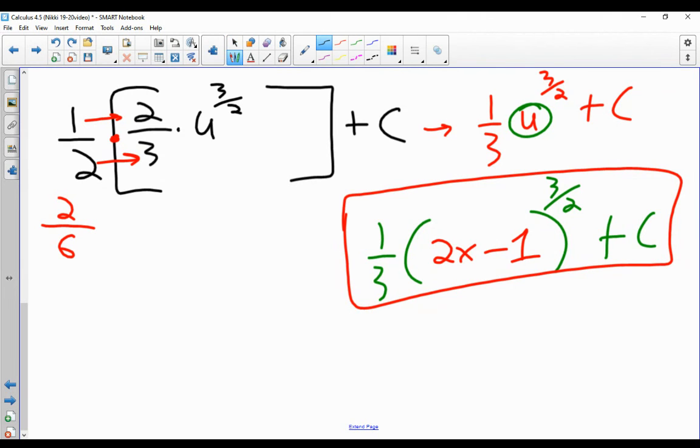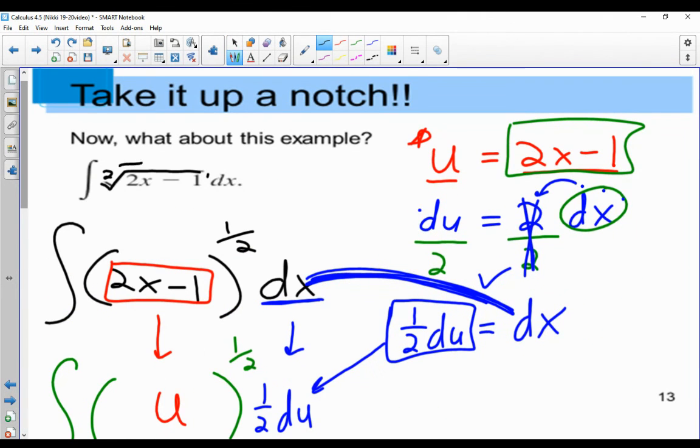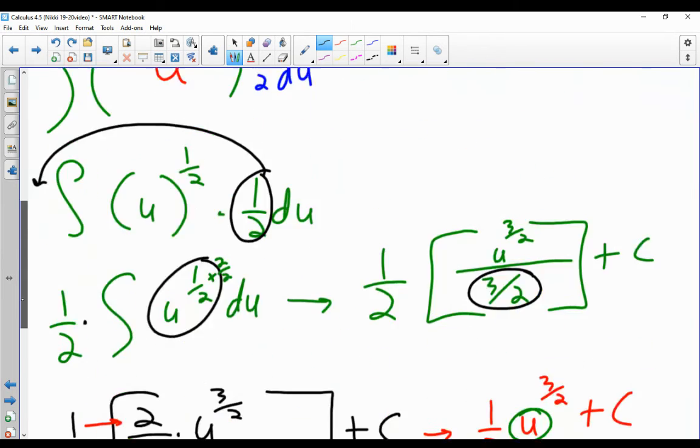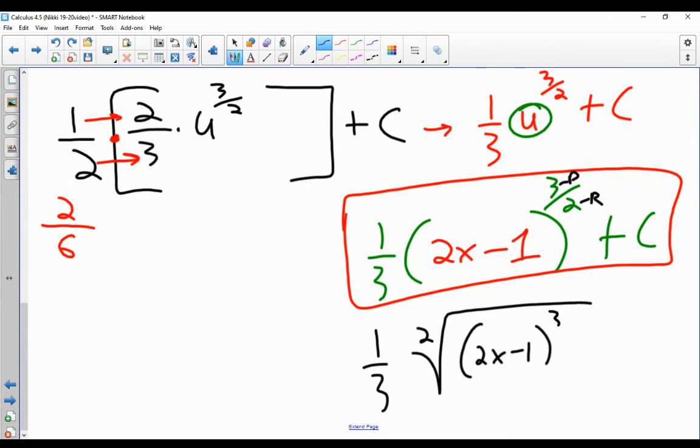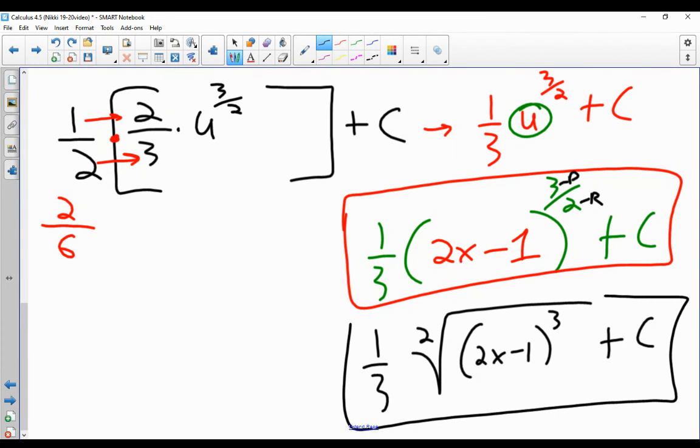The other 5%, you gotta rewrite it as a root. So let's go ahead and rewrite it as a root. So here, our root is 2, so square root. And then our power is 3. So 2x minus 1, to the power of 3, plus c. And that is our official integral, or antiderivative.